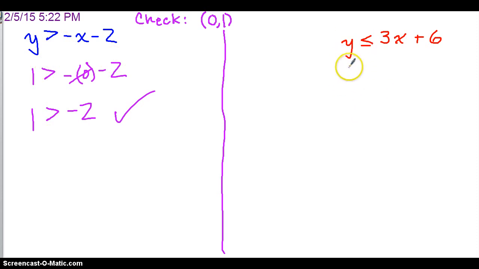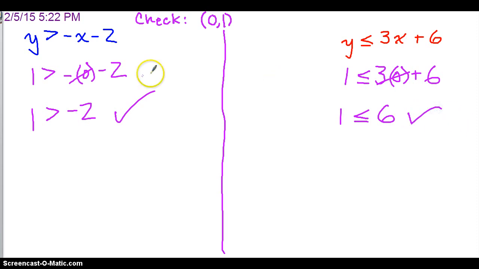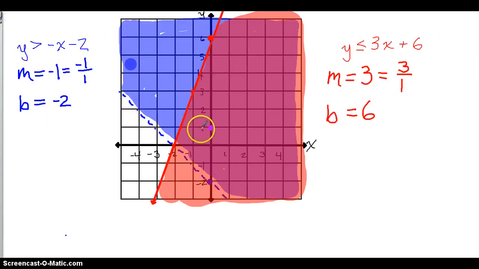We'd have to try it over here. So 1 is y, less than or equal to 3 times, and x is 0, plus 6. And I know that 3 times 0 is 0, so I cancel that out. Is 1 less than or equal to 6? Absolutely. And so check. And that means we shaded in the correct region on our graph. And so this piece right here was the correct region for us to shade with both colors.